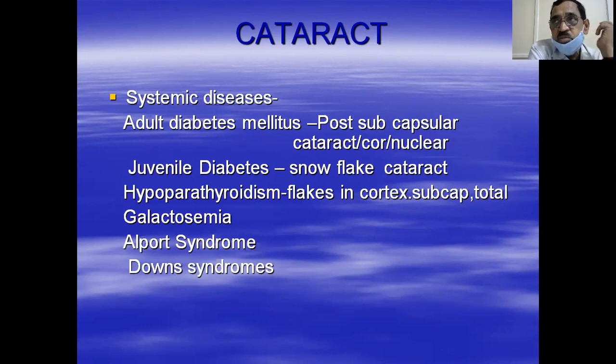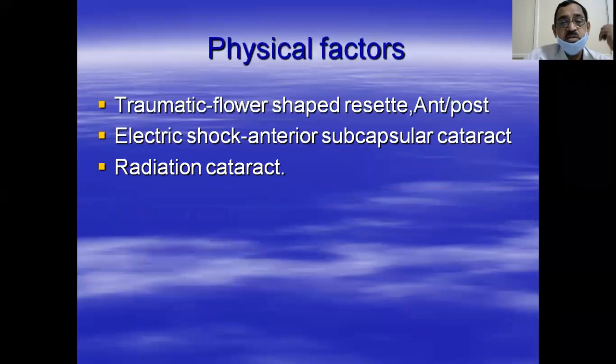Hypoparathyroidism, which occurs by parathyroid disease, or inadvertent removal of parathyroids in case of thyroidectomy, may result in a cataract, where you see flakes of lens fibers, opacities in the cortex and subcapsular region, and total cataract can also form. In galactosemia, Alport syndrome, Down syndrome, all these things are associated with cataract formation.